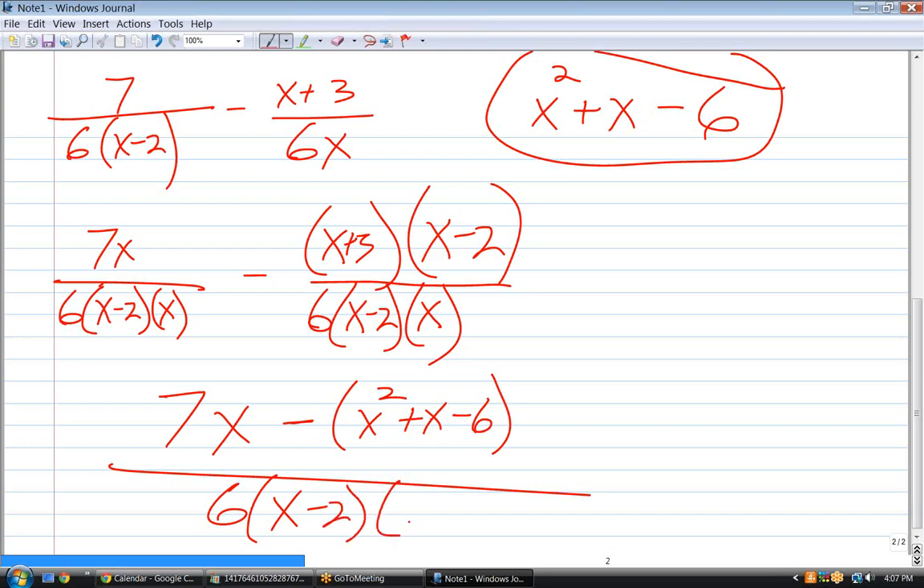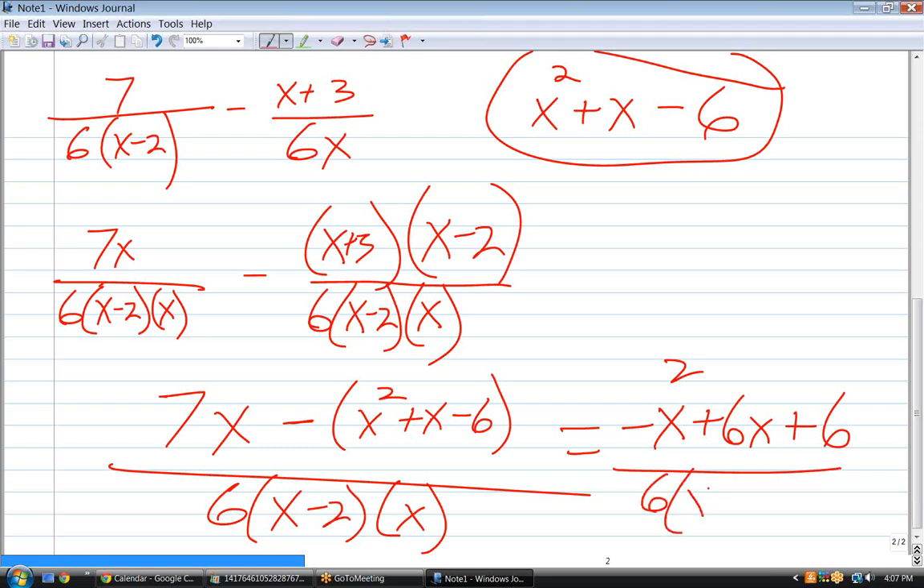So what does the numerator become? Minus x squared plus 6x plus 6. Good. All divided by 6 times x minus 2 times x. Okay? Yep.